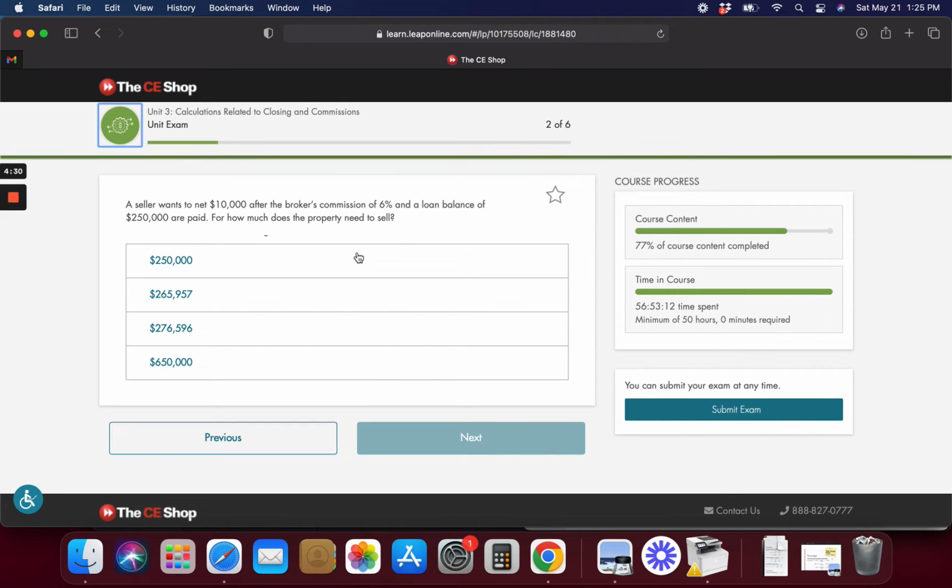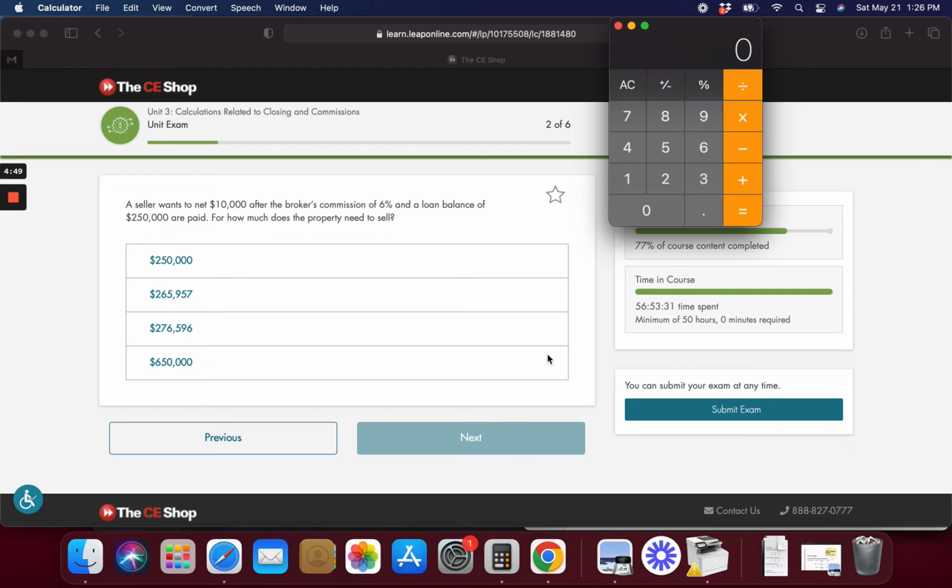A seller wants $10,000 after the broker's commission and a loan balance of $250 are paid. For how much does he need to sell the property for? Okay, the seller wants to do so we need to take the $250, I believe. Let's see.